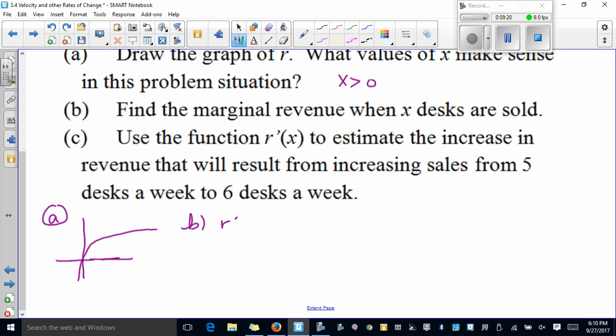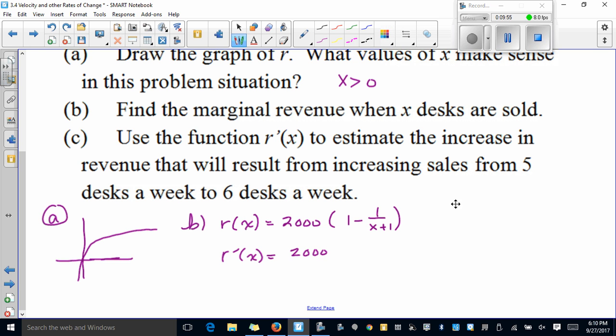R of X equals 2,000 times 1 minus 1 over X plus 1. Now, this is where I want to remind you guys that this 2,000 here is just a constant. Our value over here is being multiplied by 2,000, our function. So when I do the derivative, it'll also be multiplied by 2,000. So right now I know R prime of X is going to be 2,000 times something. Okay, so let's do our derivative.